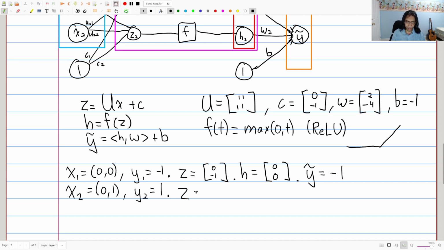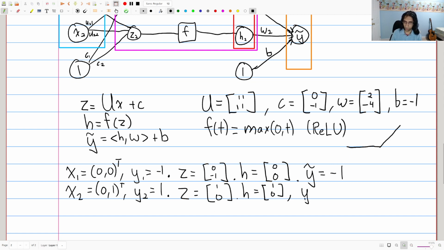So what is z in this case? Well, z is going to be equal to ux. Sorry, I should be clear, by the way. This is really the transpose of this, because we treat it as a column vector. So ux is essentially going to pick out a 1, 1 vector, and then we add it to 0, minus 1. So this gives you ux plus c is equal to 1, 0. Then applying the ReLU element-wise is going to be equal to 1, 0 because there are no negatives.